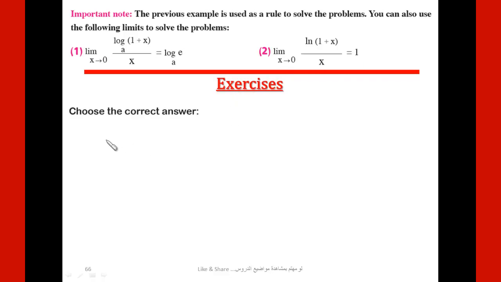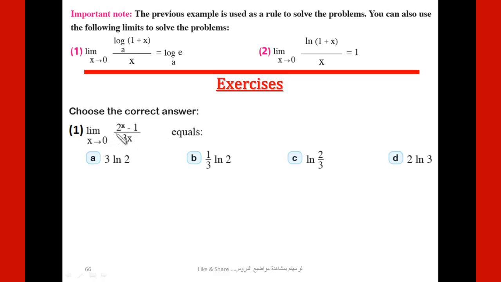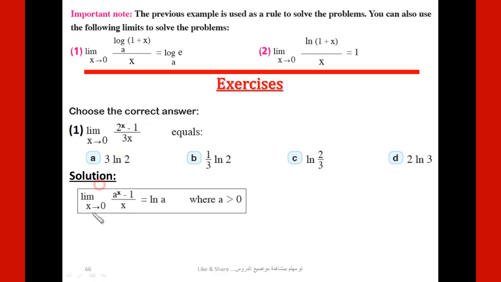Exercise. Choose the correct answer. Limit 2 power x minus 1 over 3x as x tends to 0 equals one of these. So we will solve this limit, simplify it, and find its value. Solution. We have the rule limit a power x minus 1 over x when x tends to 0 equals ln A. And there is a condition here: A is always greater than 0. It will not be negative, this base.